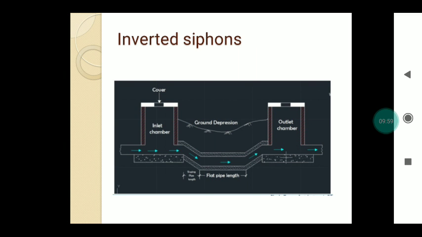This is the diagrammatic representation of the inverted siphon. In between both chambers there is a depression region, from which the sewage can flow with high pressure from inlet to outlet.